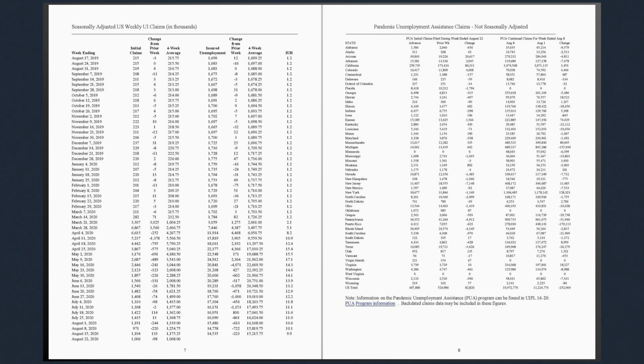Seasonally adjusted US weekly UI claims in thousands. Week ending August 22, 2020. Initial claims 1,006. Insured unemployment week ending August 15, 2020. 14,535.